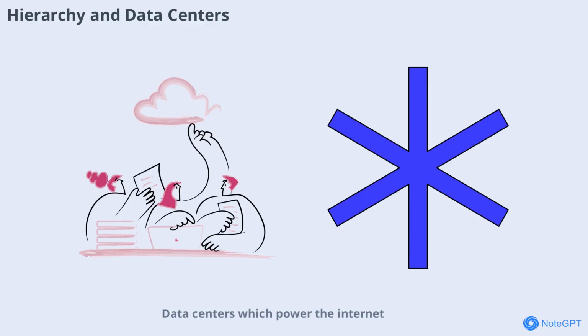Data centers, which power the internet, rely on complex memory hierarchies to handle massive amounts of information. Fast cache and RAM are used for active data, while slower, high-capacity storage holds backups and archives. Efficient memory management is key to delivering fast, reliable services to users everywhere.